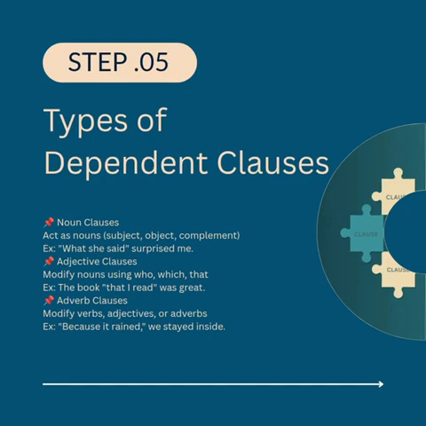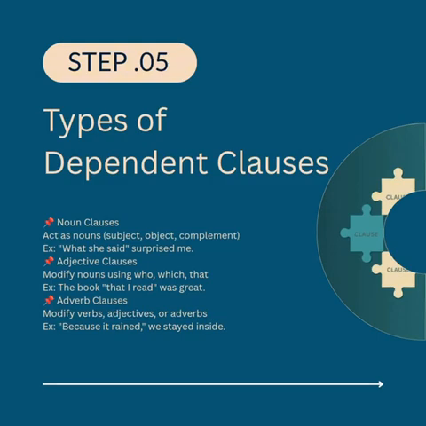Second, adjective clauses. Adjective clauses basically describe or give more information about a noun, just like an adjective does. And they usually start with words like who, which, or that. For example, "The book that I read was great," where "that I read" describes the book.